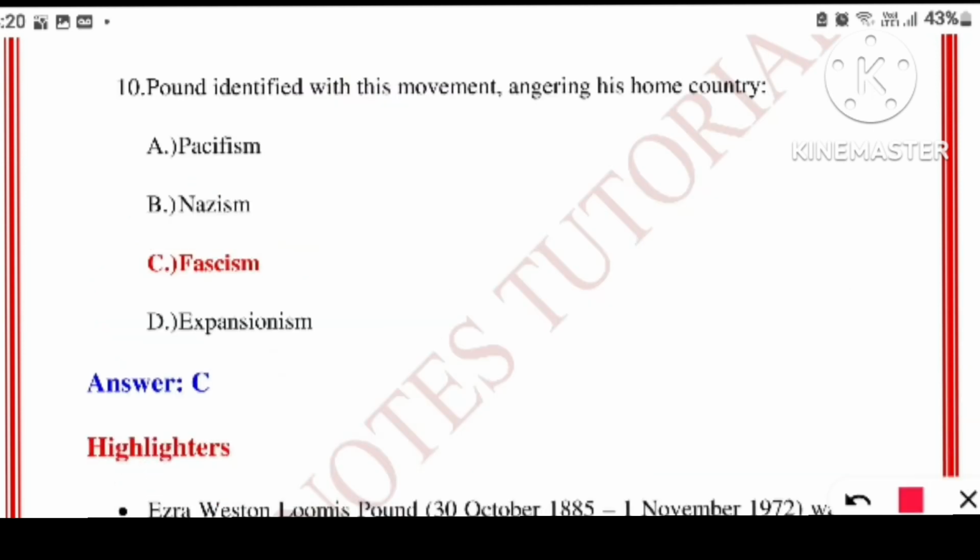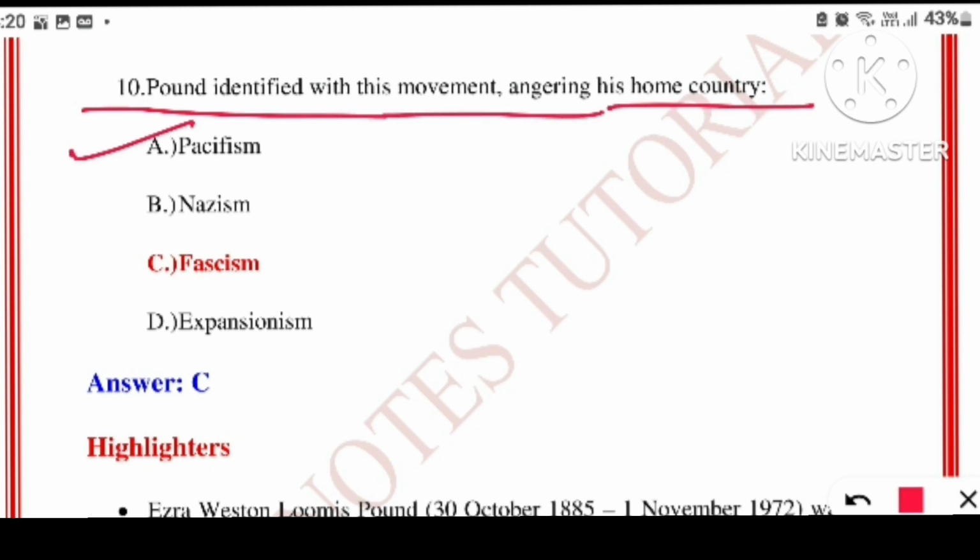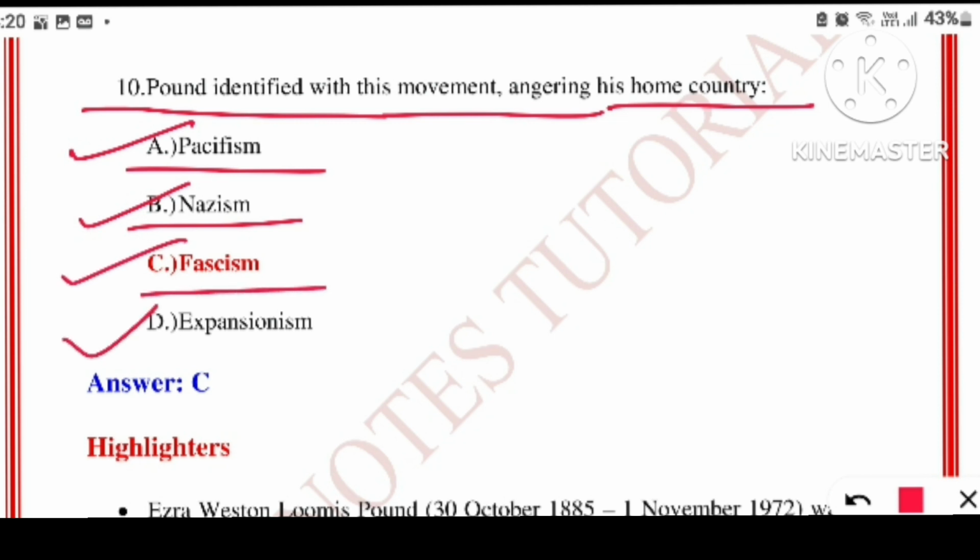Question number 10. Pound identified with his movement, angering his home country. Option A, pacifism. Option B, Nazism. Option C, fascism. And option D, expansionism. The right answer is option C, that is fascism.